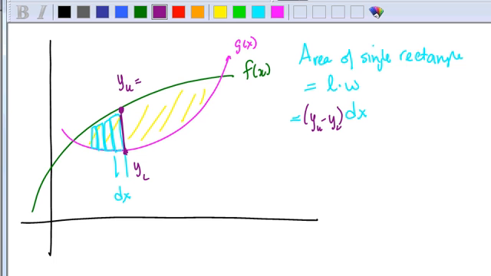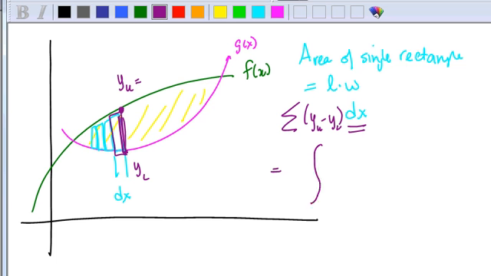And that was the area of a single rectangle. Now we're going to add them all up, which I'm going to use the summation symbol. And then I'm going to make this really small. So make these rectangles slivers and take the limit as the dx goes to 0. And what we're doing there is we're integrating.